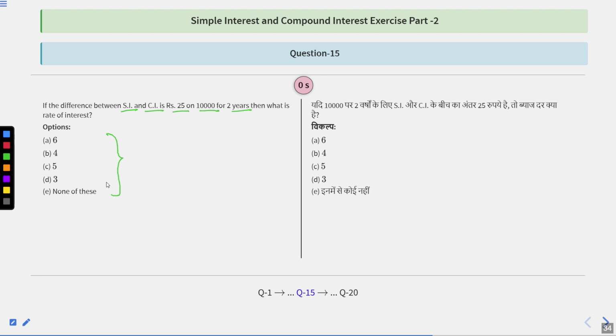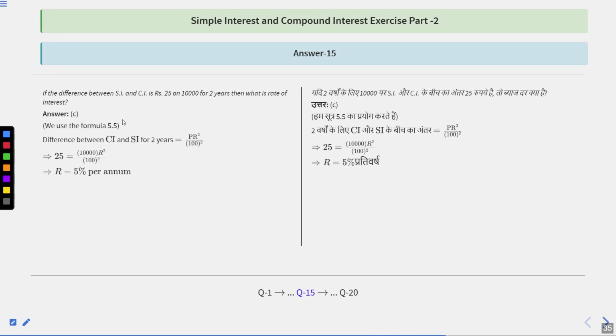Now time's up. Let's see the solution. We know the formula of difference between compound interest and simple interest for 2 years, which is PR² upon 100². Clear? So we just put these values in this formula and we get the rate of interest. So P is 10,000. Difference of compound interest and simple interest for 2 years is 25. So put the value: 25 equals 10,000 into R² upon 100². So R equals 5% per annum. C is the correct answer.